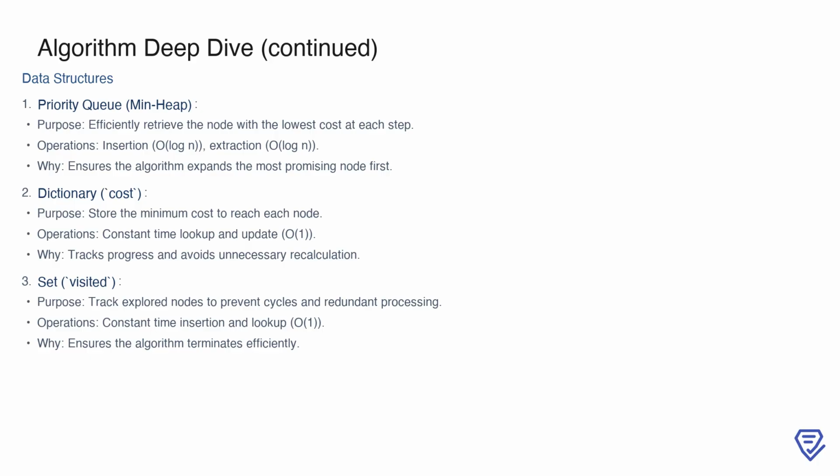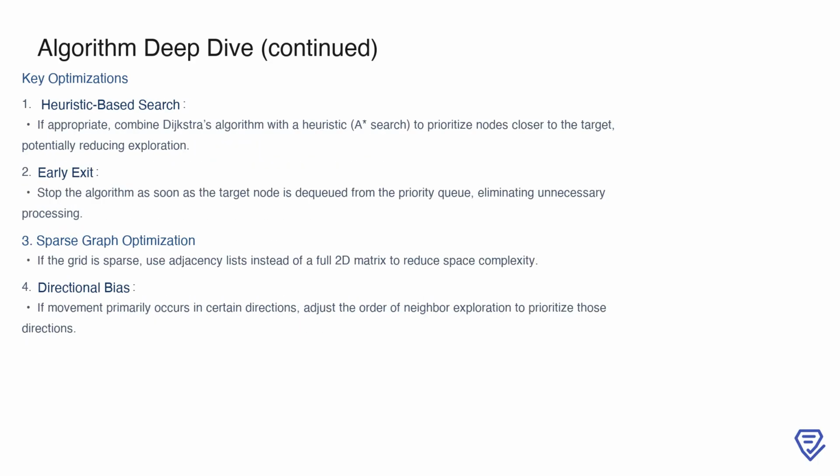Together, these data structures work in harmony to make the algorithm both time and space efficient, enabling it to handle even larger grids effectively. To further optimize the algorithm, there are several advanced techniques we can apply. One option is to incorporate a heuristic into the search process, turning it into an A* algorithm. By prioritizing nodes that are closer to the target, we can reduce the overall number of nodes explored. Another optimization is the early exit strategy, where we terminate the algorithm as soon as the target node is dequeued from the priority queue. This eliminates unnecessary processing of additional nodes.